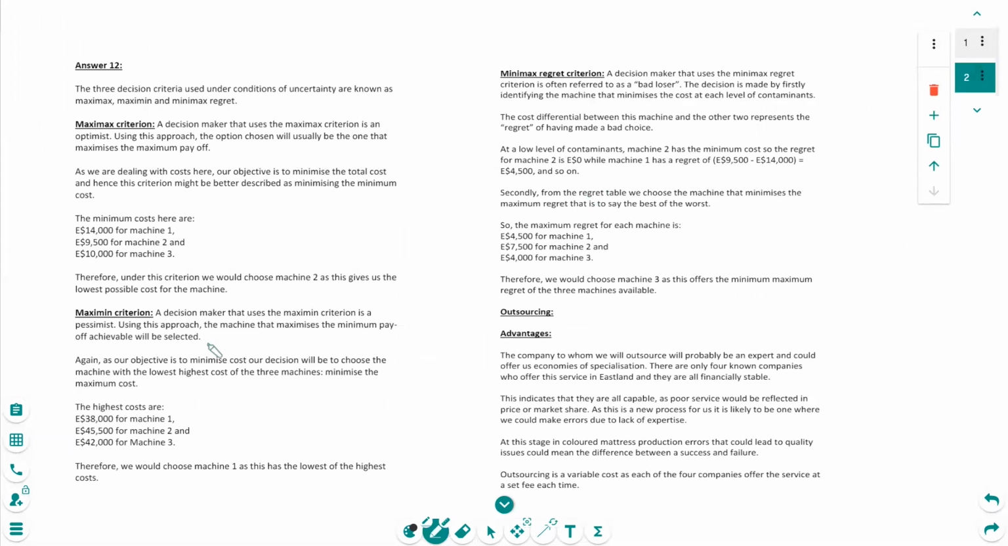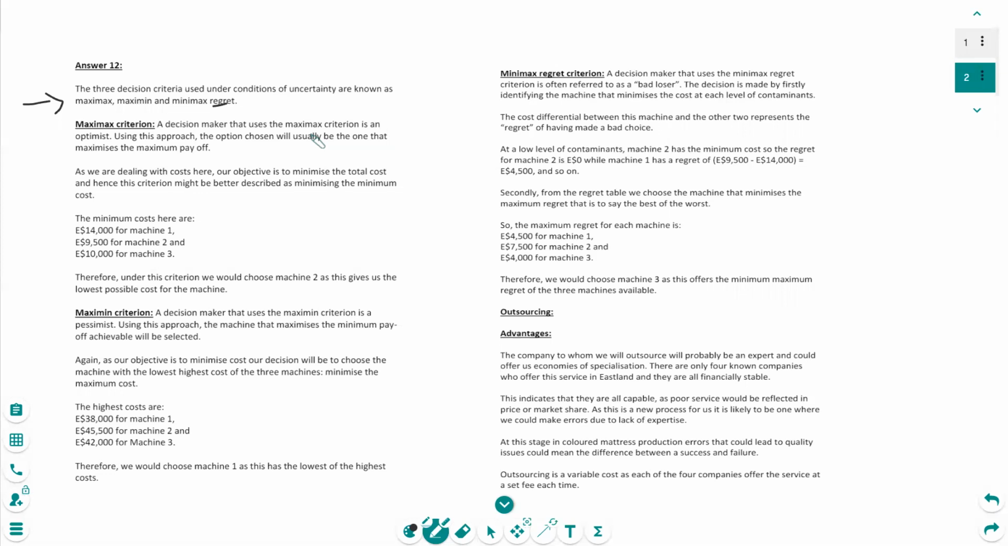Clear cut presentations. So you will see I start directly with the 3 decision criteria because that's my heading. So for a maximax criteria, a decision maker that uses the maximax criteria, we already know is an optimist seeking the best possible option. Using this approach, the option chosen will be the one that maximizes the maximum payoff. Again, as we are dealing with costs over here, your objective is to minimize the total cost, and hence the criteria might be better described as minimizing the minimum costs. Minimum costs, you will look at the table and obviously you will choose the machine with the lowest possible cost.